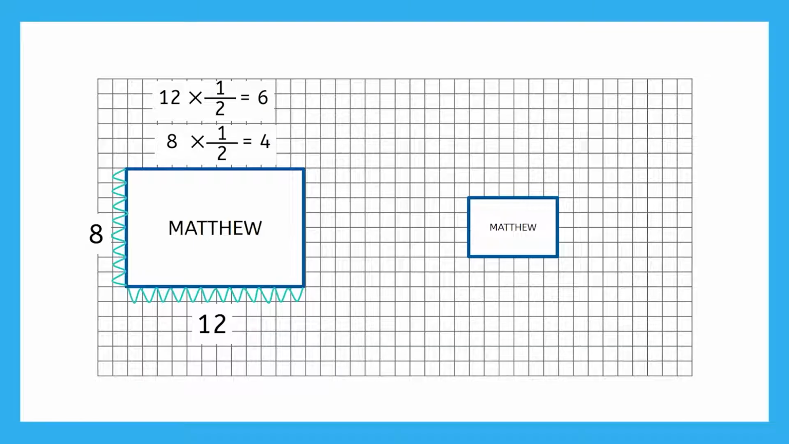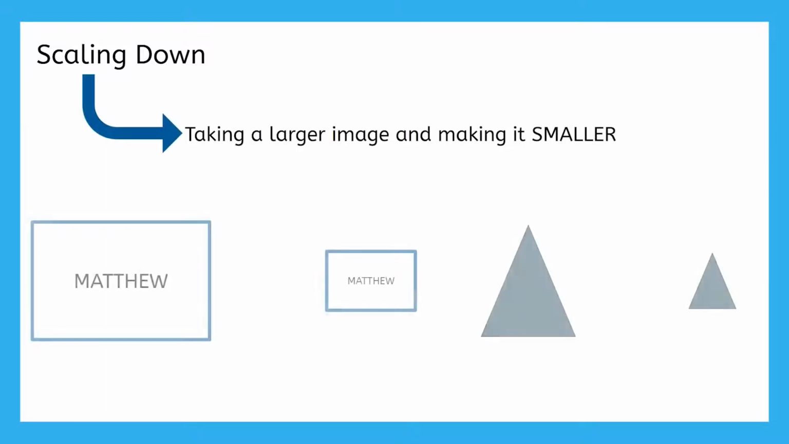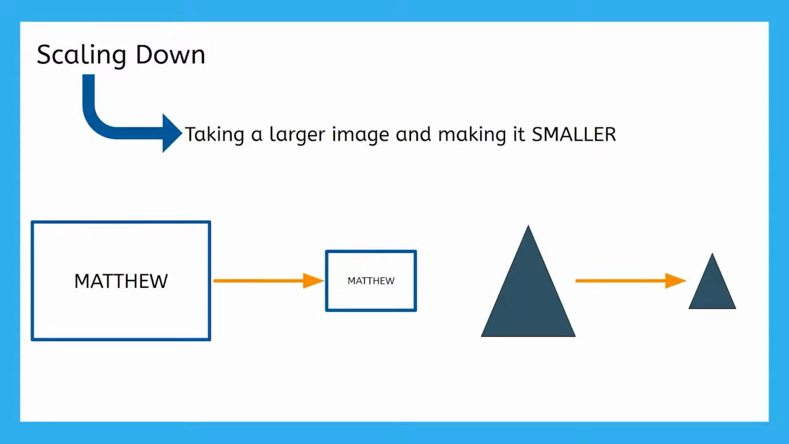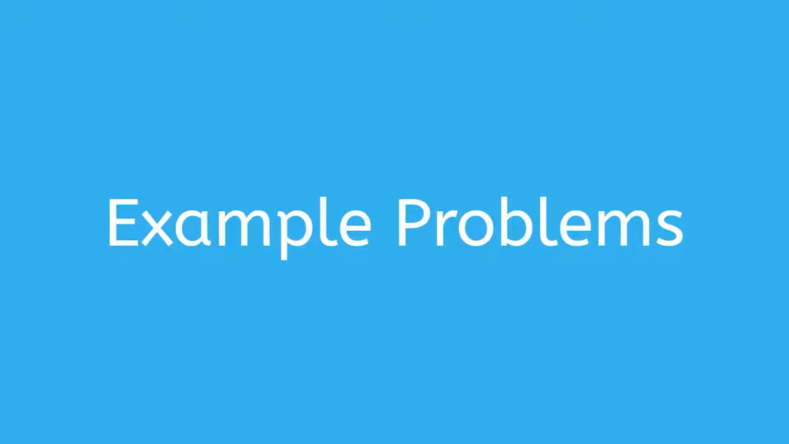Scaling down the name tags using a fraction of 1/2 made them smaller, and now they fit so much better. Taking a larger image and making it smaller is called scaling down, since the size decreases or goes down. Let's practice more with scaling up and scaling down.